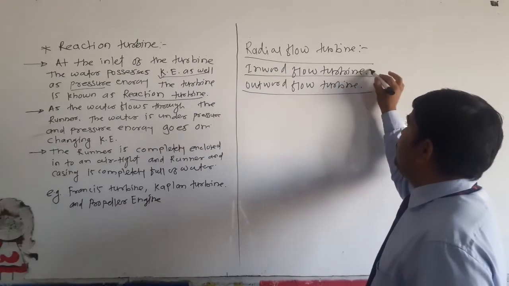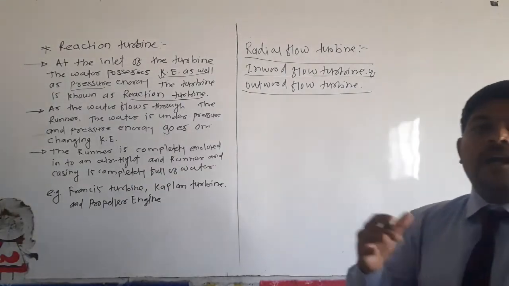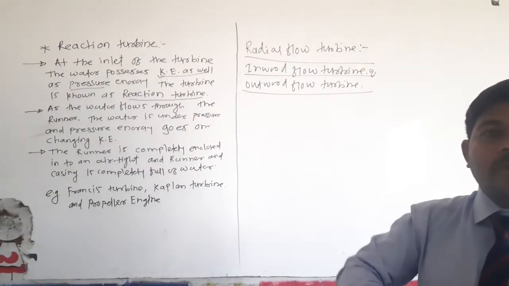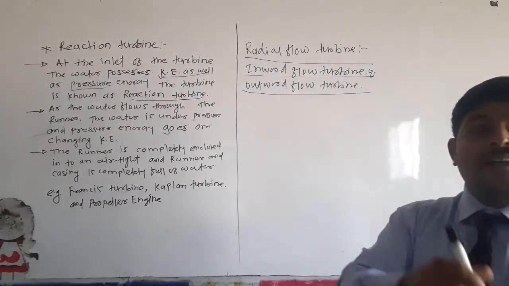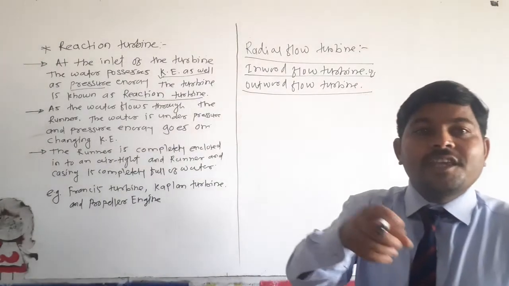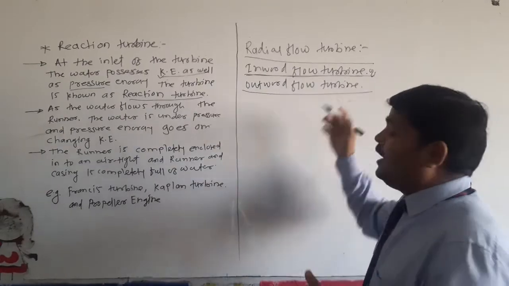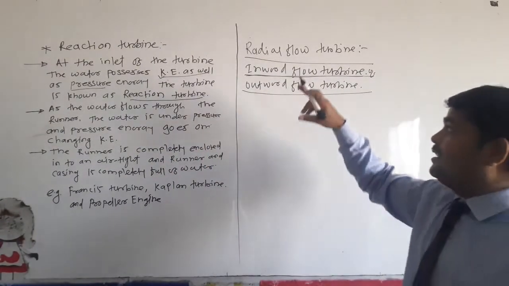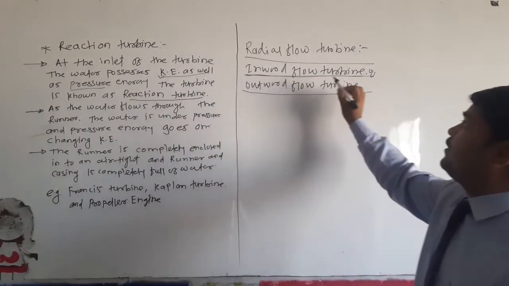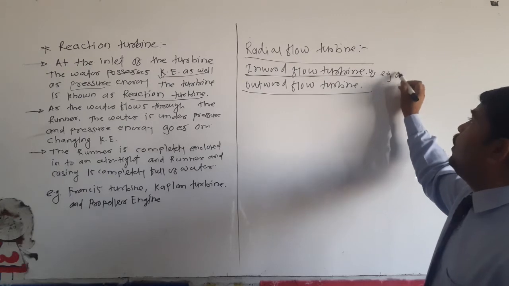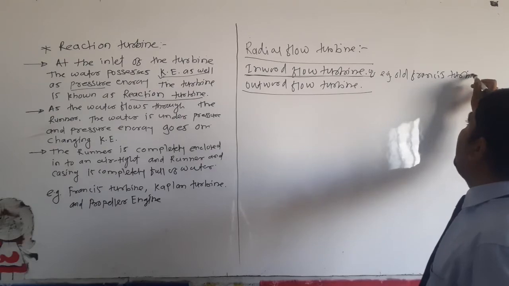Now, which turbine do we call an inward flow turbine? In the inward flow turbine, the water enters at the outer periphery of the runner and flows radially inward toward the center of the runner. That means the water flows inward toward the center of the runner. That type of turbine is called the inward flow turbine. An example of this is the old Francis turbine.